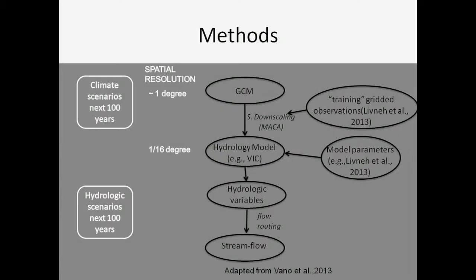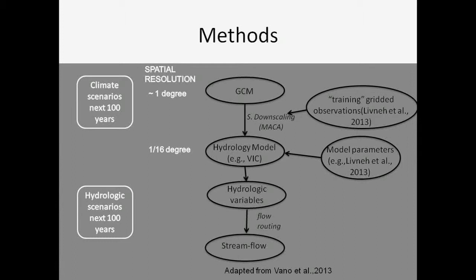Now, I will describe briefly the methodology that we're following. We start with climate scenarios for the next 100 years. And from those scenarios, we estimate hydrologic scenarios for the next 100 years. So we have about 20 GCMs and 2 emission scenarios. So we have a wide range of future scenarios that we're estimating.